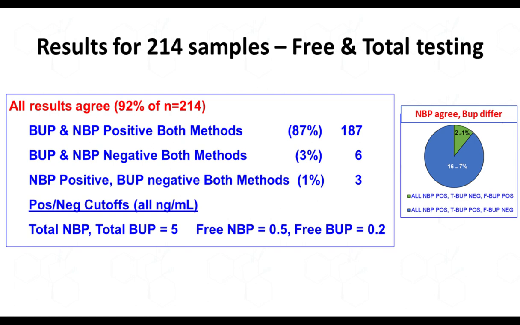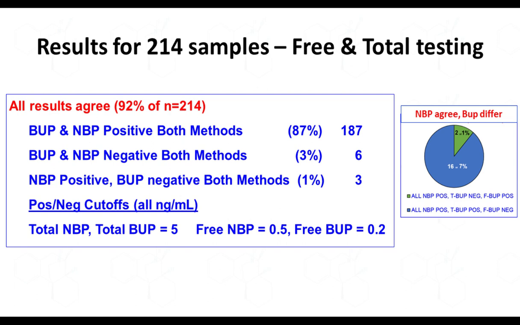The one, which was 92% of the samples, we had all the results agree. 87% of the samples, buprenorphine and norbuprenorphine, were positive with both methods. For only 3% did we actually have negative with both methods, and then we had a small number of samples, only 3, where the norbuprenorphine was positive and the buprenorphine was negative with both methods.